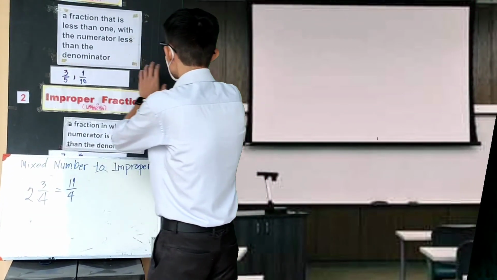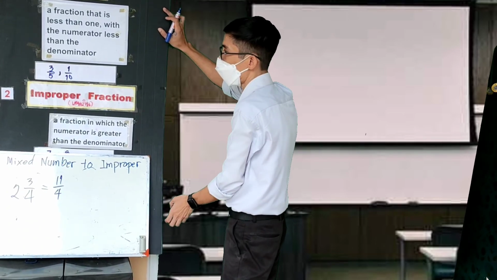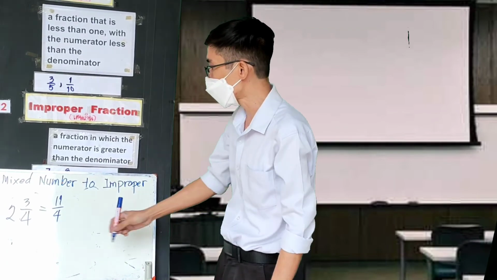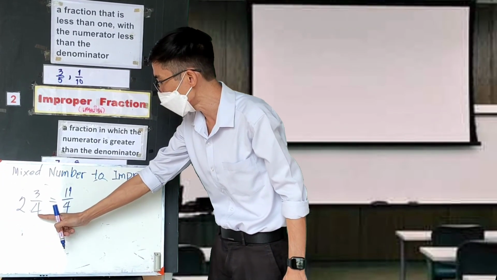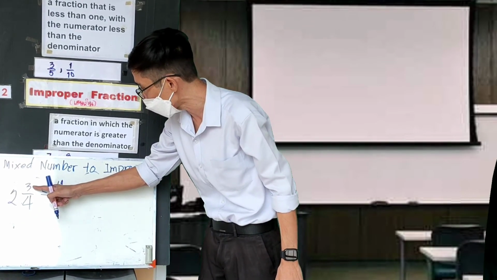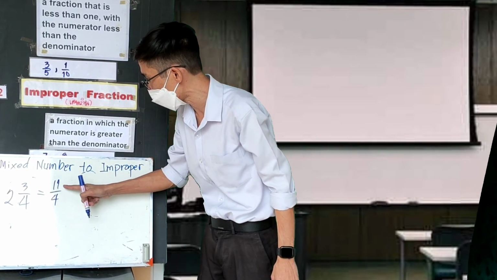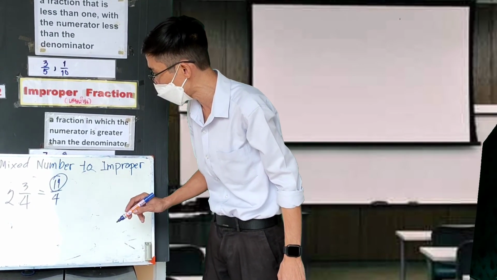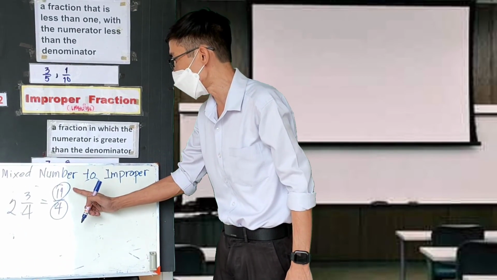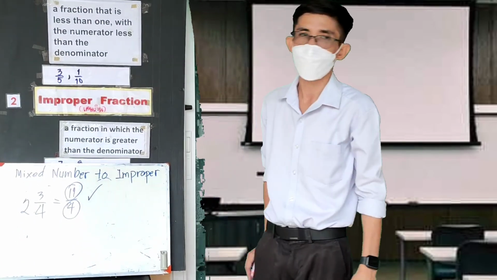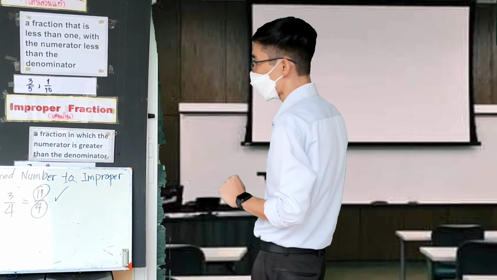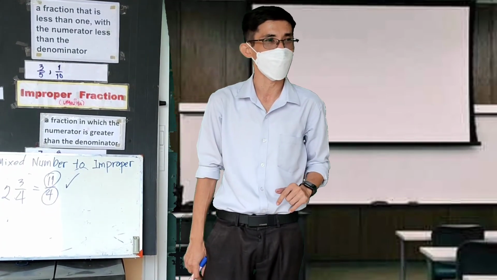Why? So, as we learned a while ago, in order to convert a mixed number to an improper fraction, we need to multiply the whole number and the denominator. So we have 2 times 4, we have 8. Then plus the numerator, which is 3. So 8 plus 3 is 11. So we now have the numerator 11. And just copy the denominator, which is 4. So 11 over 4 is correct. Okay, good job, Isabel. Very good. So 2 and 3 over 4 is equal to 11 over 4.